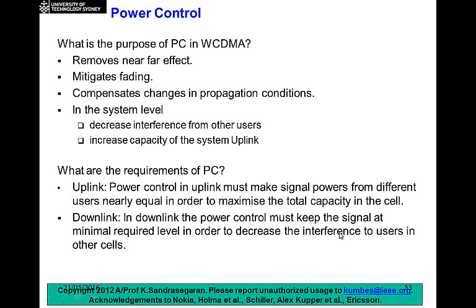And on the downlink direction, because whatever is transmitted on the downlink could be interference for neighboring cells, we want to make sure that we try and keep the downlink transmit power as low as possible, so as to decrease the interference to users in other cells. And this is important because in the case of wideband CDMA, every cell is using the same carrier frequency.